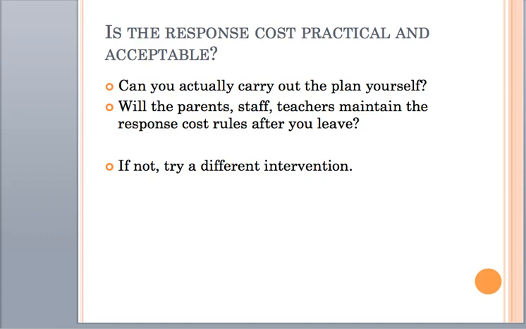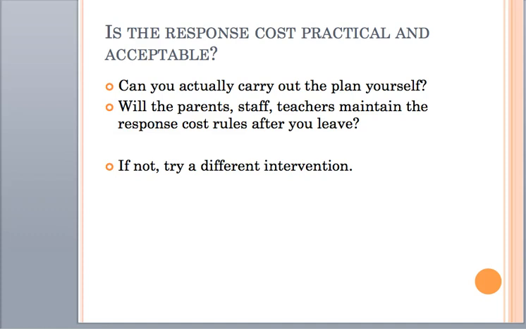And if you plan to use response costs as an intervention that is supposed to stay in place after you leave, will the parents, if you're doing it at home, or teachers, or staff at school, or the care staff in the institution, be able to maintain these response cost rules after you leave? If the answer to these questions is no, not really, then you probably need to try a different intervention.